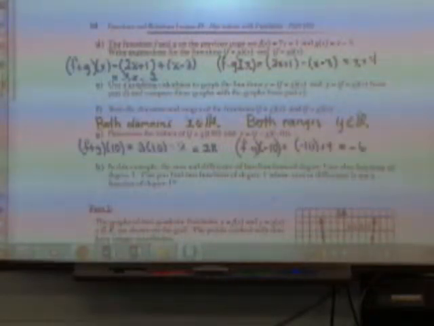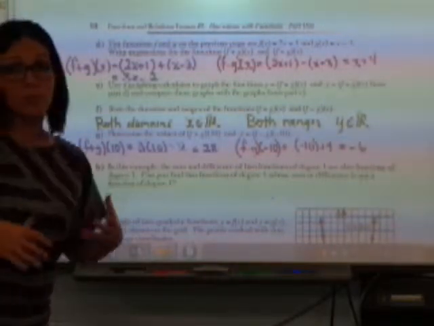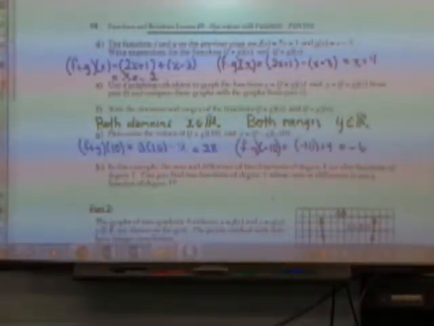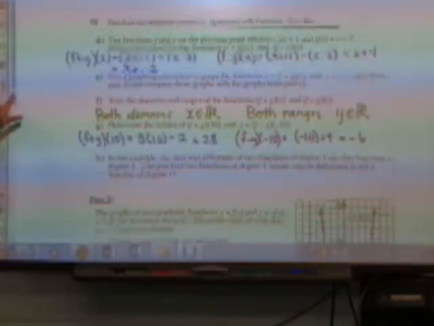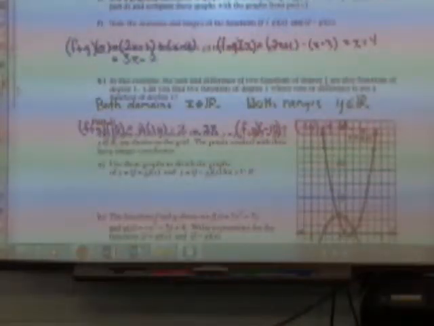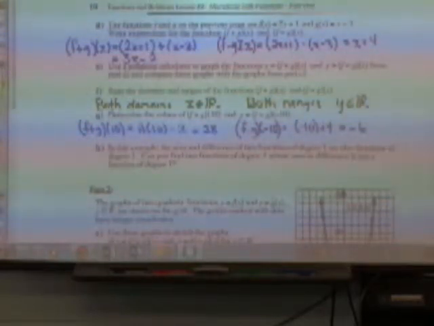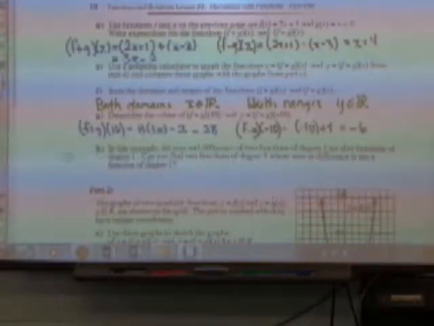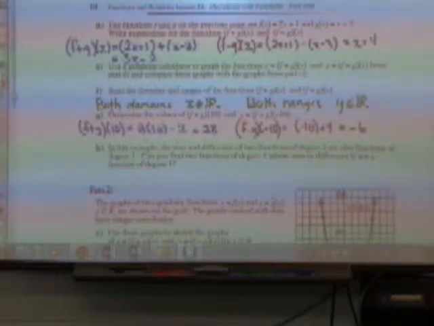Now, part H says, in this example, the sum and the difference of the two linear functions, functions with degree of 1, were also linear functions of degree 1. Can you think of two functions where the sum or the difference would not be a function that has a degree of 1?